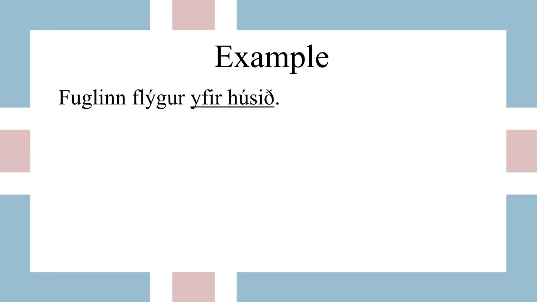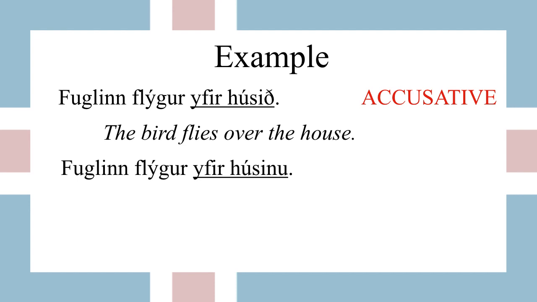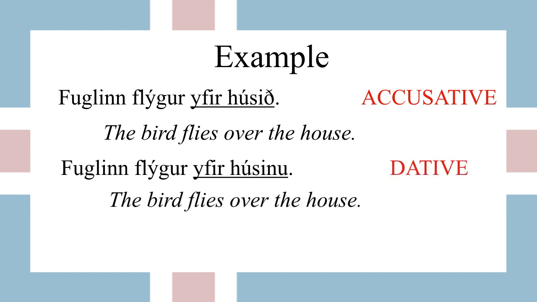One last example like this, fuglinn flýgur yfir húsið is accusative, and it means the bird flies over the house, and fuglinn flýgur yfir húsinu, which is dative, which also means the bird flies over the house, but in this example, there's no motion, which means it's probably flying in circles over the house, whereas the top example means that it probably flew across the top of the house.